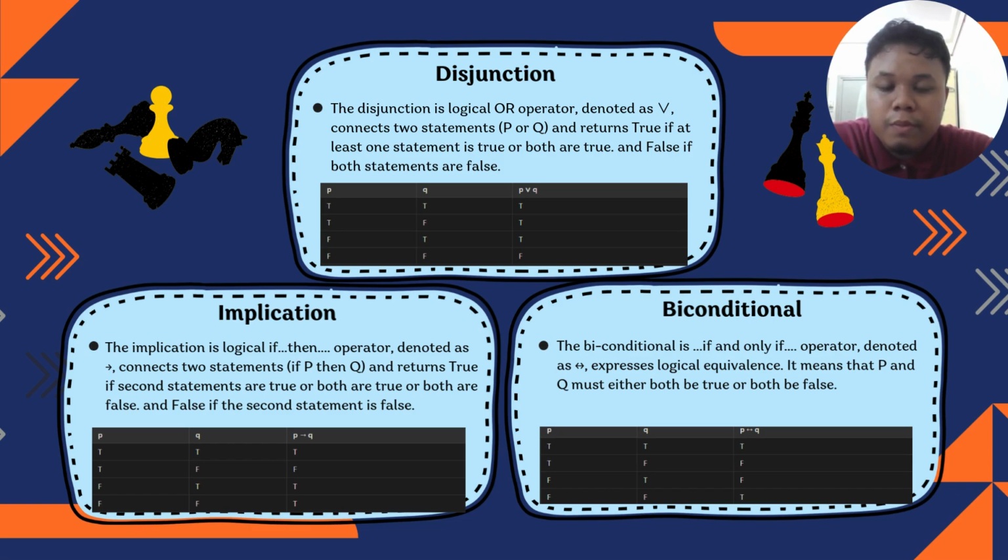And the last, the biconditional. The biconditional is the if and only if operator, denoted by a right and left arrow, which expresses logical equivalence. This means that P and Q must either both be true or both be false. You can look at the example slide, which provides P and Q, and the answer for P biconditional Q.